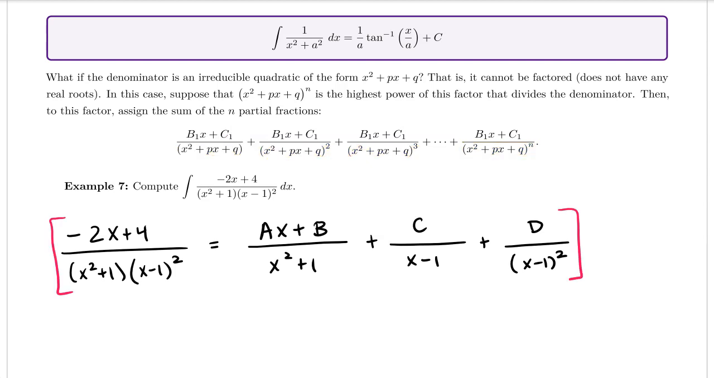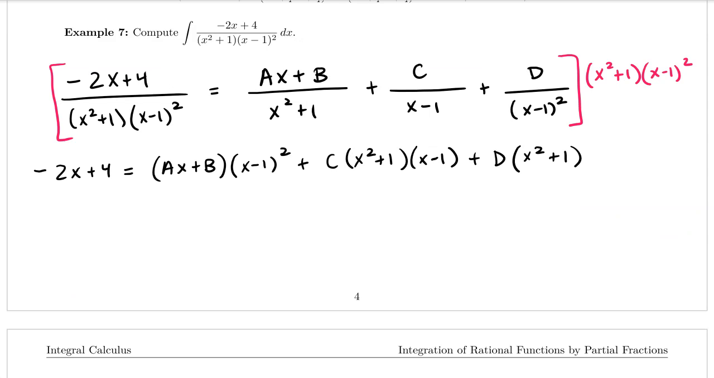So again, here I'm going to use the method of clearing fractions. So I'm going to multiply every fraction in this equation by the least common multiple of all of the denominators. And I'm going to write out my resulting equation. Okay, so I went ahead and multiplied my least common multiple through, and this is the resulting equation that we get. From here, what I'm going to do is plug in a special x value.